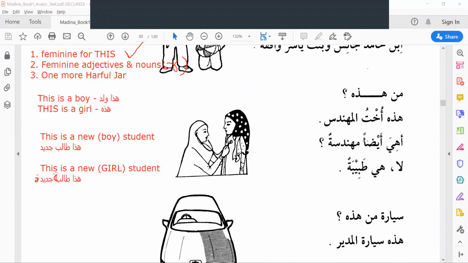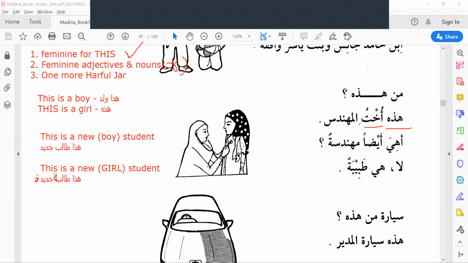Man hadihi. Who is this? But hadihi means pointing to a girl, a feminine, female. Not for male. Man hada means for masculine. Man hadihi. Who is this?